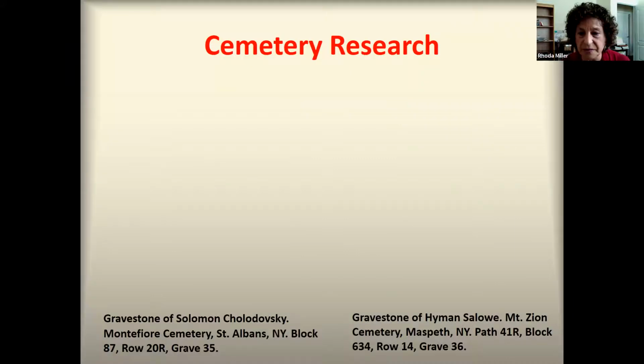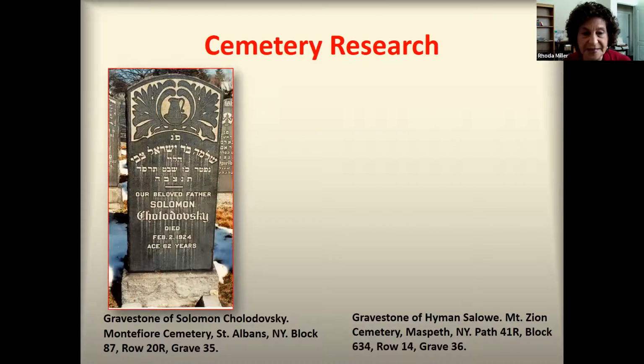Okay, now cemetery research is really important. And the example that I'm giving relates to Jewish cemeteries, but in many ways it applies to any cemetery. You always want to try to go to the cemetery and locate a gravestone. Now, I know that so much has become available on Find a Grave, and people are thrilled and they see the gravestone. But what you don't see on Find a Grave or Billion Graves or any other gravestone website is the context that that gravestone is in.